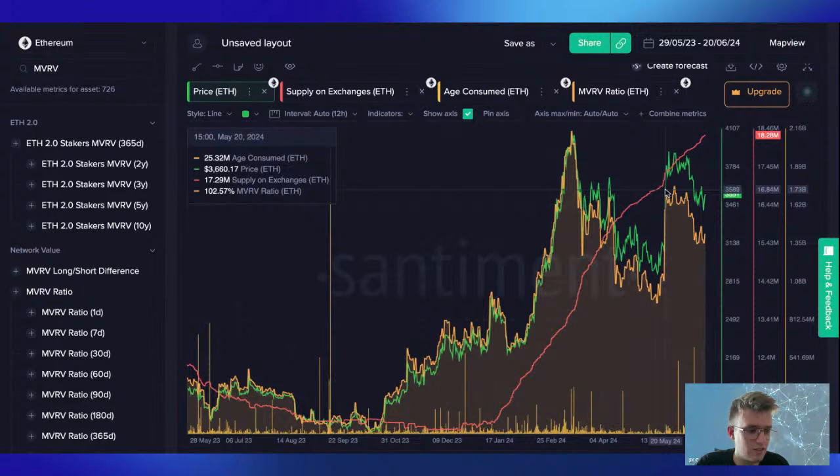And we see that right now this difference is shrinking, which can indicate that the valuation is moving closer to the average acquisition cost, and the current MVRV ratio is relatively low, which can also indicate a buying opportunity.